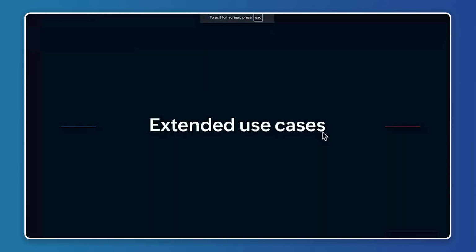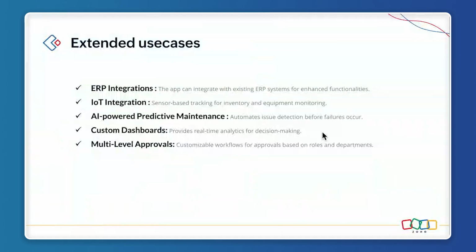Apart from this, I would also like to discuss a few extended use cases that you can implement within this manufacturing ERP. You can integrate with the existing ERP system for enhanced functionality. Let's say you already have a legacy system which you're maintaining in your manufacturing industry. If you would like to use your Creator application, which is the application that we have showcased in today's session, you can integrate the existing legacy application with the Creator application, and you can start creating different automations, right?